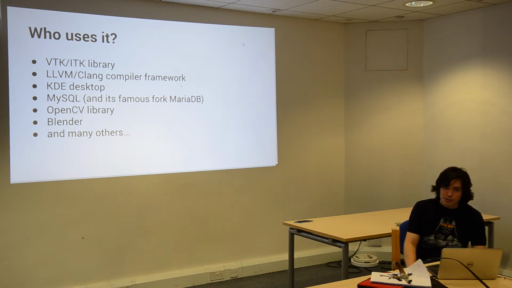But that's good because lots of other projects can use it. Other notable projects that use CMake: LLVM and Clang, the compiler framework. The KDE desktop, that's what I'm using right now. KDE is built completely using CMake. MySQL and its very famous fork, MariaDB, they both use CMake. OpenCV, the computer vision library. Blender, which is a 3D animation tool, and there's a whole bunch. Lots of projects use CMake.